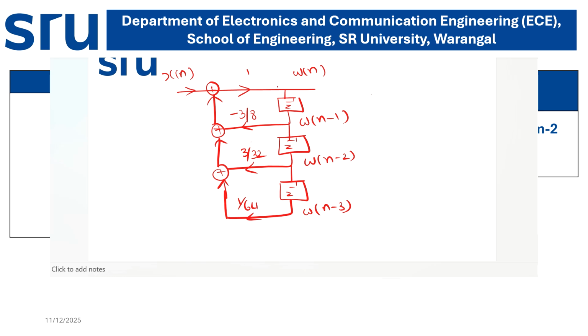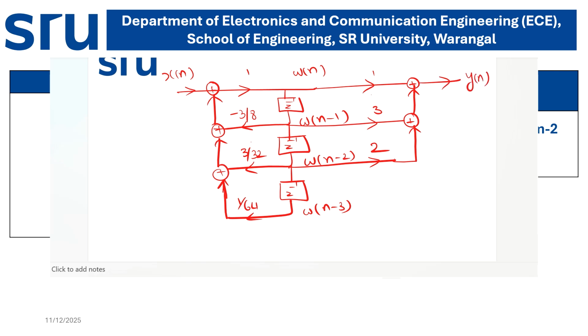So individual structures have to be drawn, and later the combined structure, that is our direct form 2 realization. The overall structure is, we have the combined form for this w of n minus 2. The final overall output is w of n.